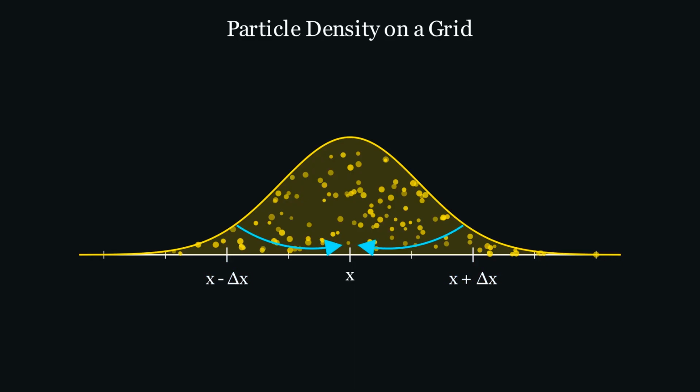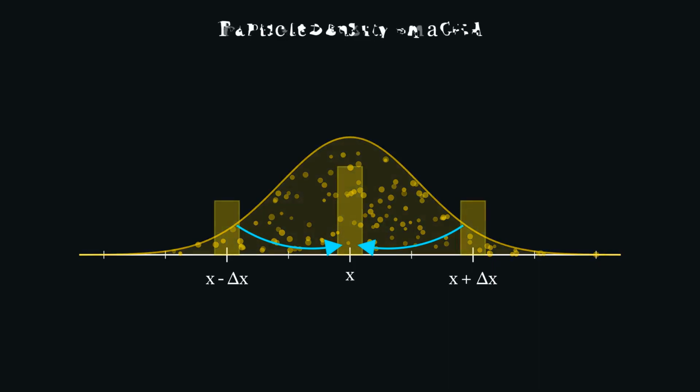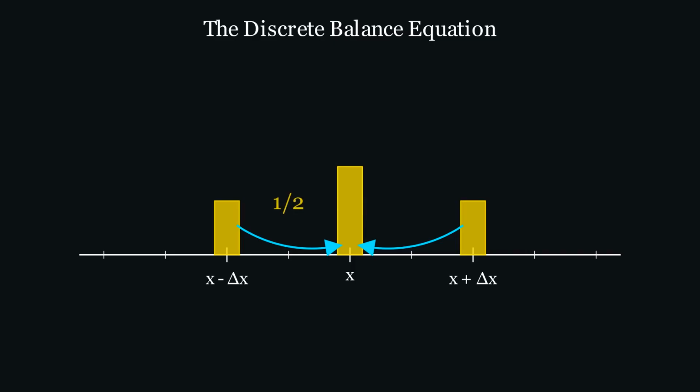We only need to look at the immediate neighbors. Every particle ending up at x right now must have taken its final step either from the left, at x minus delta x, or from the right, at x plus delta x. Since our particle steps left or right with equal probability, exactly half of the particles at position x minus delta x will step right onto position x. Likewise, half of the particles at x plus delta x will step left onto x.